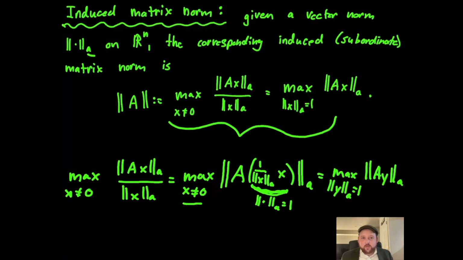But yes, so you can check that the induced matrix norm satisfies all of the properties of a matrix norm that I gave you on the previous slide. So this is one way to build a matrix norm: take any vector norm and then consider the induced matrix norm induced by that vector norm.